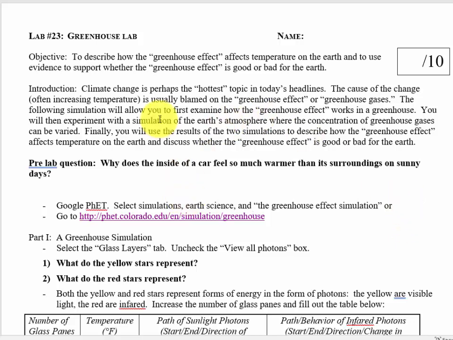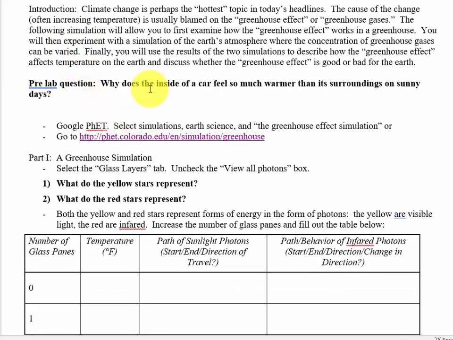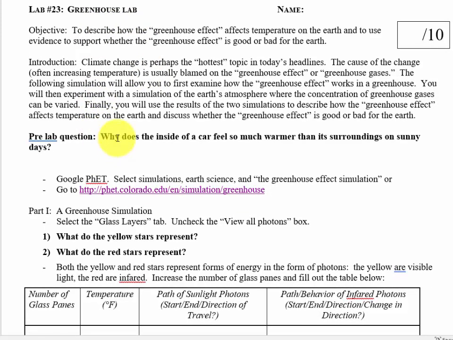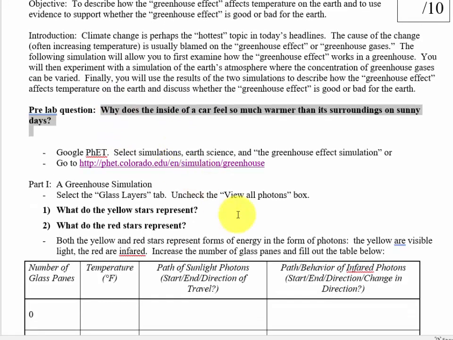Alright, this is a walkthrough of lab number 23. This is a lab on the greenhouse effect. And again, this is a Java lab, so if you're not having luck getting it running, then you should just watch my simulation. I'm going to run through the lab, and you can record your observations from my video. Please don't forget to answer this pre-lab question. For some reason, people always seem to forget that.